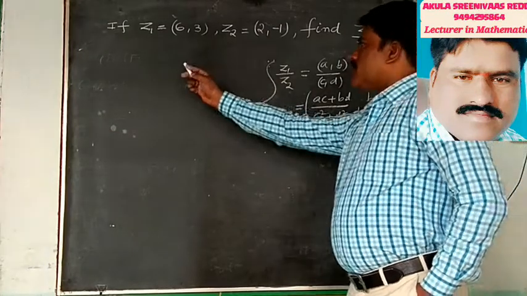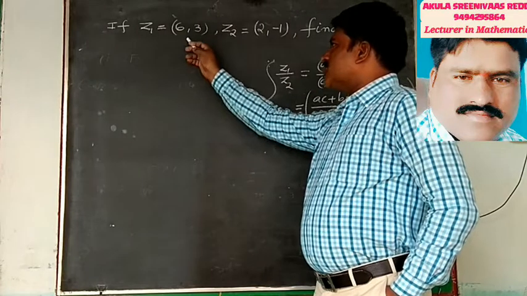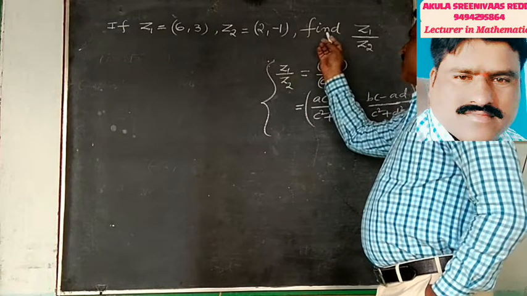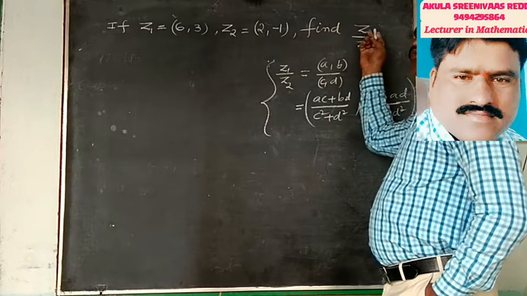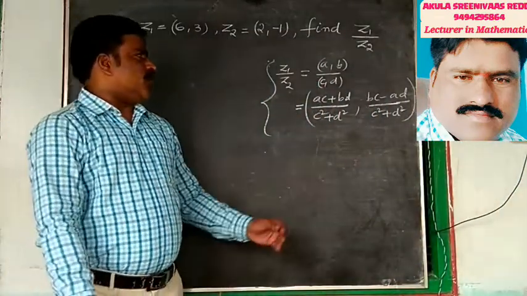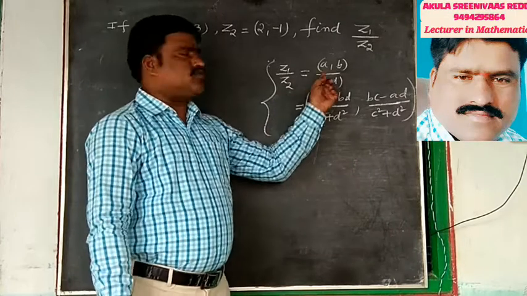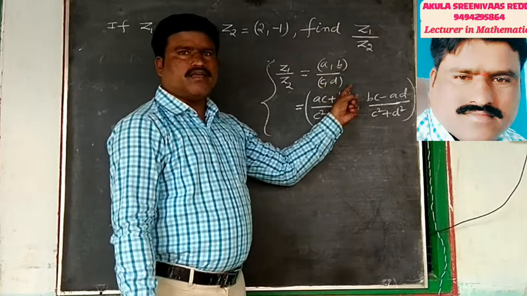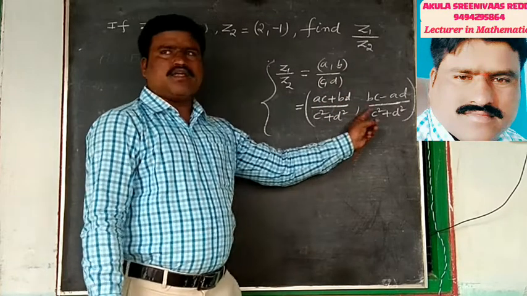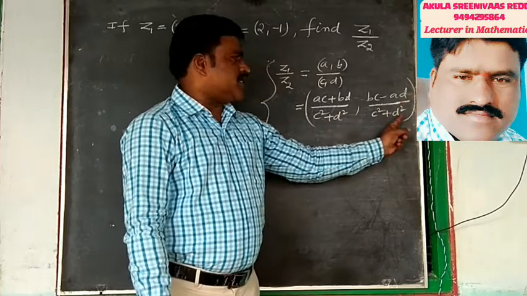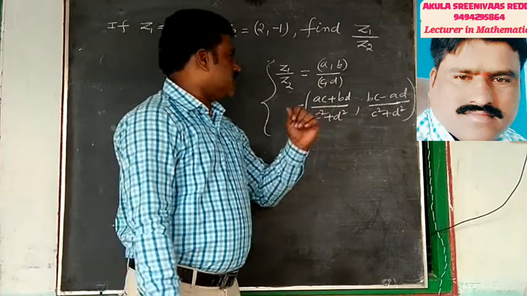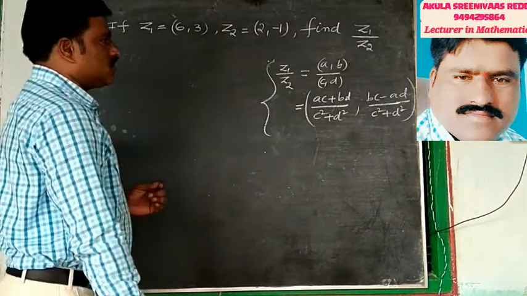Next problem. If z1 is equal to (6, 3), z2 is equal to (2, -1), then find z1 by z2. Already we know the formula: z1 by z2 is equal to (a, b) by (c, d), that is equal to ((ac + bd) by (c² + d²), (bc - ad) by (c² + d²)). Substitute a, b, c, d in this expression. We get the z1 by z2 value.